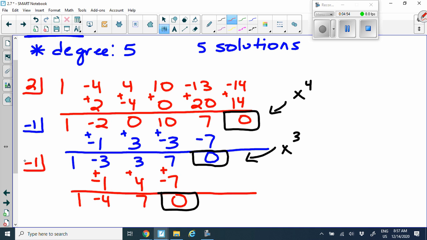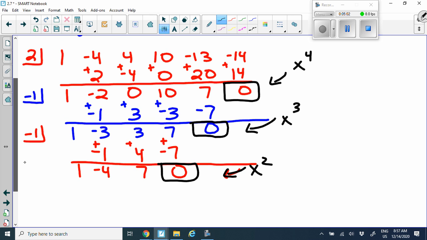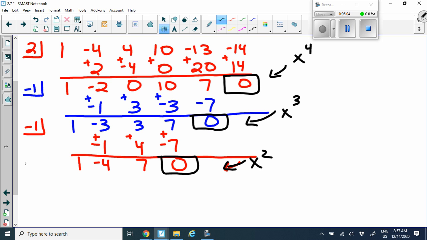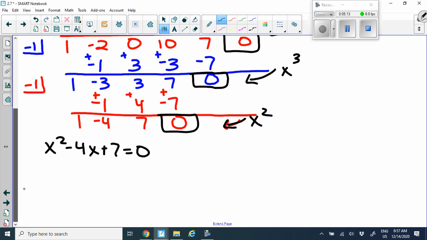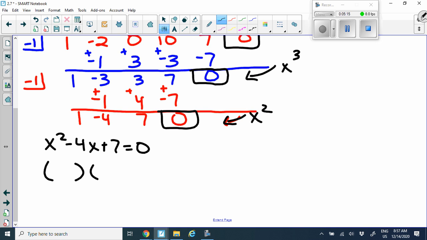So now this is going to be an x squared. So now I can go ahead and write this out and then either use factoring or quadratic formula to solve the quadratic equation. So I have x squared minus 4x plus 7 equals 0. So I do 2 sets of parentheses. I'm going to see if this is factorable.